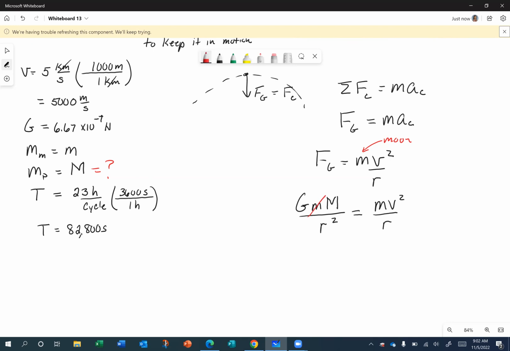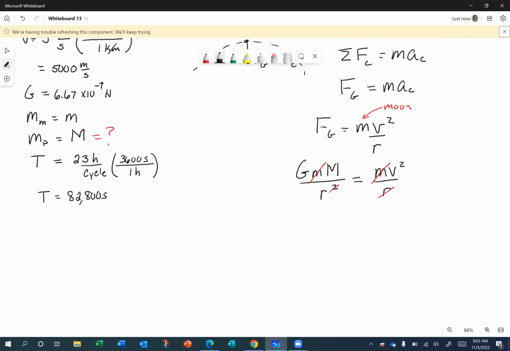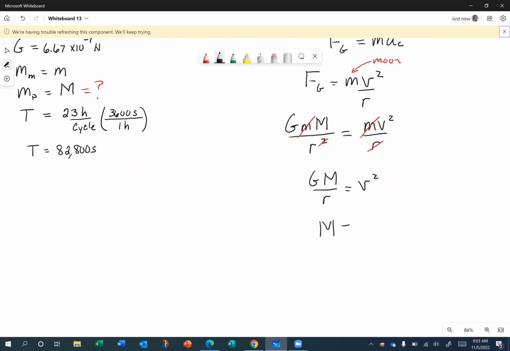So here, the mass of the moon actually cancels out. It's on both sides. We don't need it. One of the radii cancels out, but we still need it. It's still showing up. So if I want to solve for my M, we get here that G, capital M over R is equal to V squared. So I do know V and I know G. I'm solving for M. So rearranging to solve for M, we get M equals V squared R divided by G. So I'm going to need R.